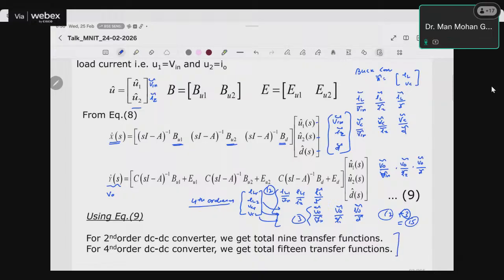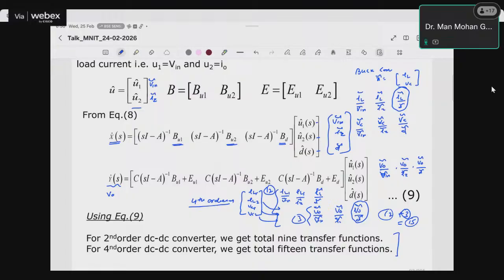All these 15 transfer functions are not useful for controller design. Some transfer functions are just for analyzing the impact of different variations. But the transfer functions with respect to duty cycle, V naught upon D, IL upon D, are very important from the controller design point of view, because D is the control variable, and any change in input voltage or load current should be reflected by the duty cycle itself, right? So change in duty cycle is important, right?